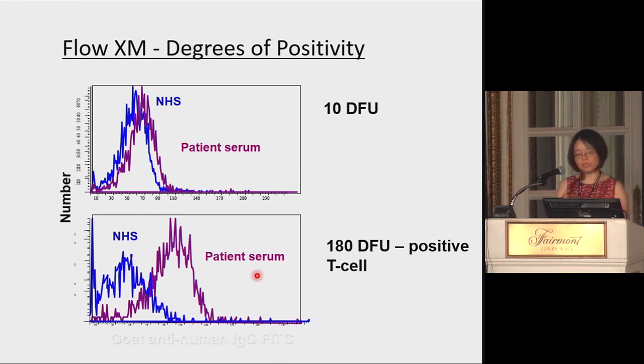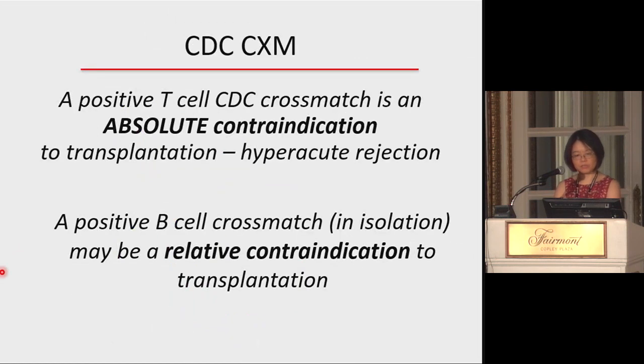And this just gives you the plot of actually how it looks. So we compare the two different histogram plots, and the bottom panel would be where we would consider it positive, because there's a shift in the intensity of the fluorescence. Okay? So clinically, how do we utilize this?